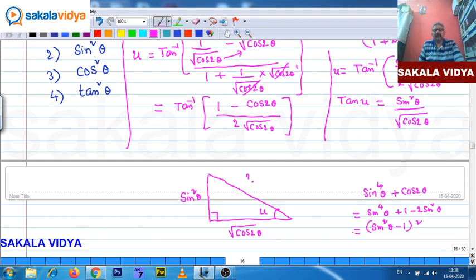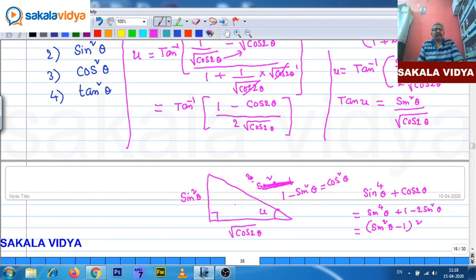but we need to find out under root. This value becomes sin square theta minus 1, or you can write 1 minus sin square theta, sorry, this will be 1 minus sin square theta. This is nothing but cos square theta.